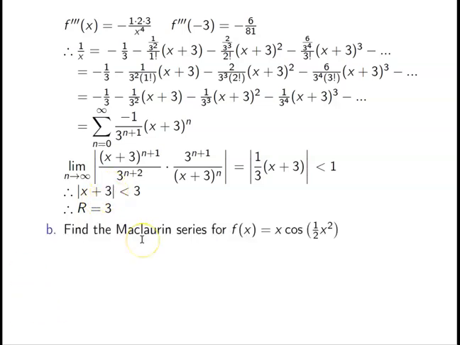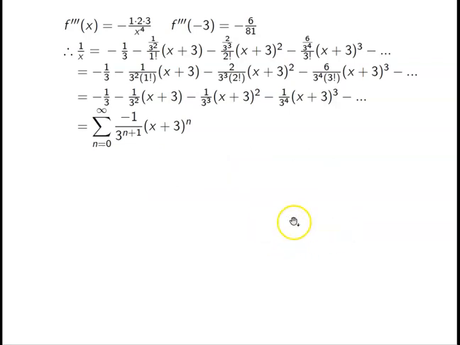Find the Maclaurin series for f of x equals x cosine 1/2 x squared. So definitely it would have been very, very hard to try to find this power series any other way. Now that we have a generalized form for cosine, we'll do what we did in the last section. We just plug stuff in and multiply stuff, right? So we can figure it out by using our base of cosine already.